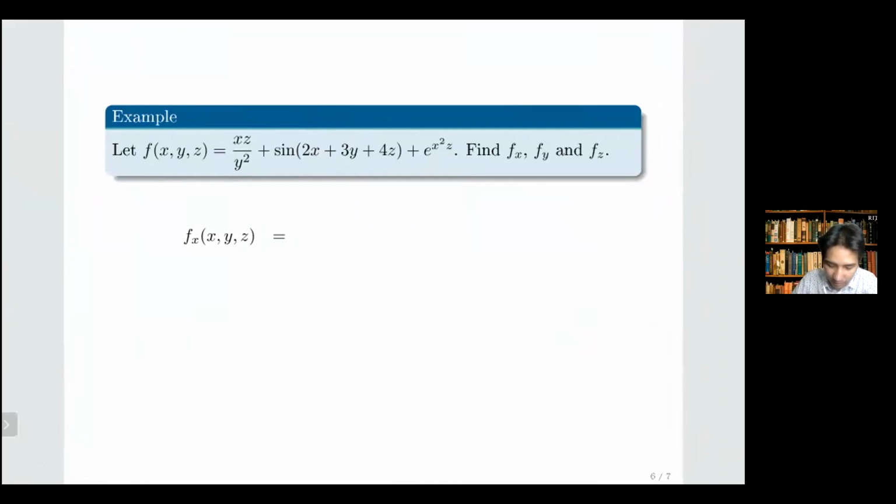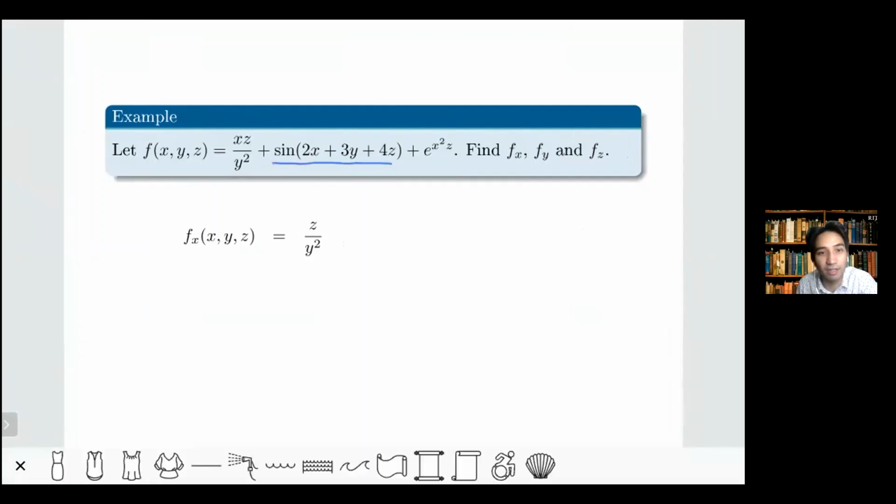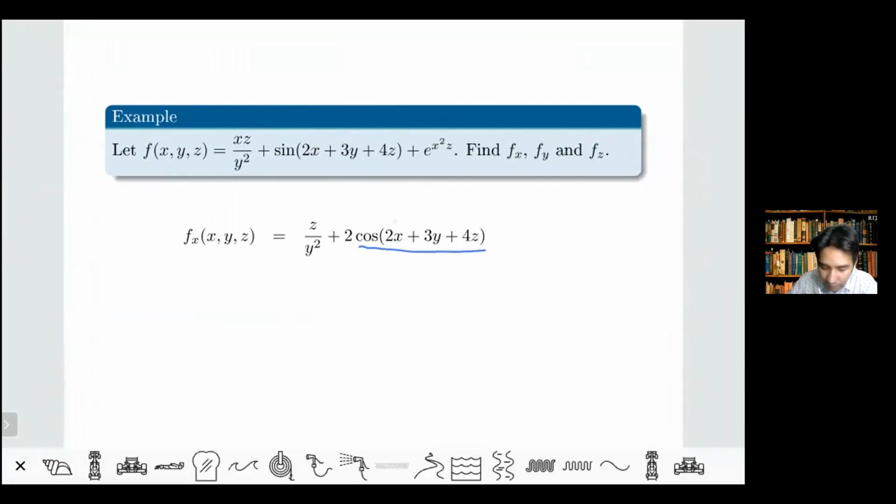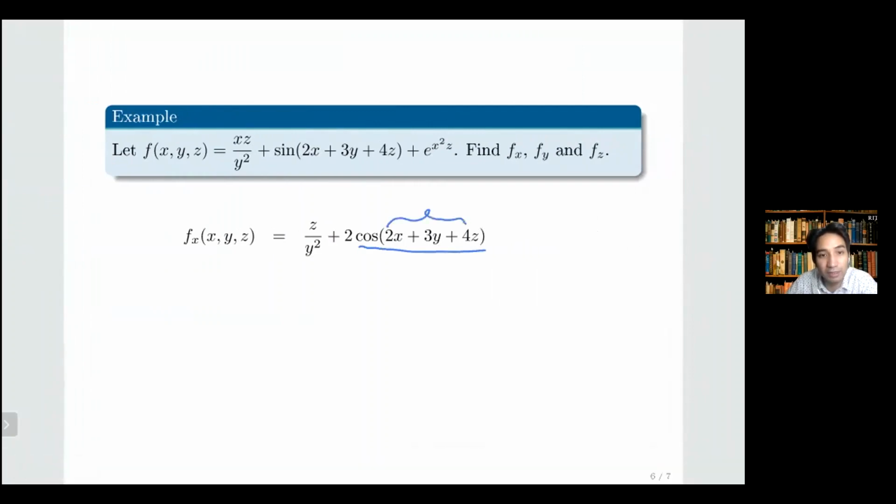So halimbawa, sa example na to, yung first term, this z over y squared is a constant. So constant times x lang yan. So ang derivative ng constant times x ay yung constant. So pag dinifferentiate niya, that's going to be z over y squared, yung constant. Tapos yung next term natin, it's a sine of a function. So you just use the chain rule. So makukuha nyo cosine of the inside function, times the derivative of the inside function with respect to x.